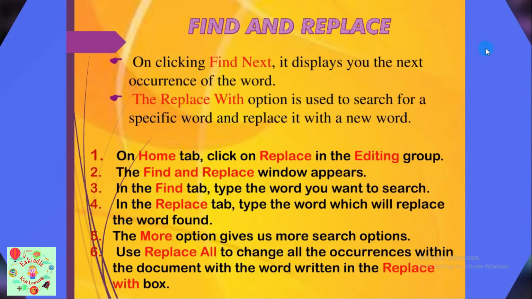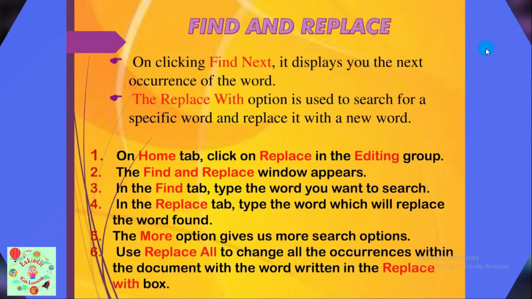Which is the next feature? The next feature is Find and Replace. Find option is used to find a specific text or word in the document. On clicking Find Next, it displays you the next occurrence of the word. The Replace With option is used to search for a specific word and replace it with a new word.